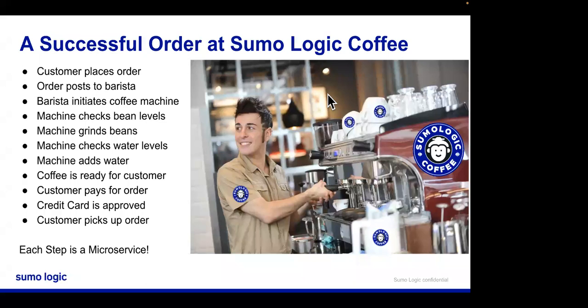Now, if you go into a Sumo Logic coffee company and watch the barista, here's typically what happens. Customer places an order. The order is posted to the barista. The barista fires up the coffee machine. The machine checks the bean levels. If the bean levels are good, it grinds the beans. Checks the water levels. If the water levels are good, it adds water. We then dispense the coffee, and it's ready for the customer. The customer then pays for that order. The credit card hopefully is approved, or the transaction is approved. Customer picks up their order. They're good to go.